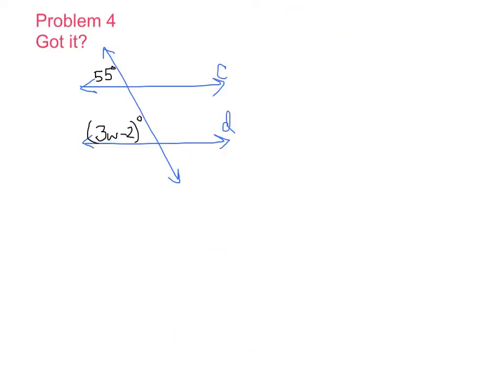So at the bottom of page 674, let's look at the got it problem in problem 4. It says that you can use algebra along with postulates and theorems from the last lesson and this lesson to help you solve problems involving parallel lines. So in problem 4 under the got it, it says, what is the value of W for which C and D are parallel? So it's telling you line C and line D are parallel.